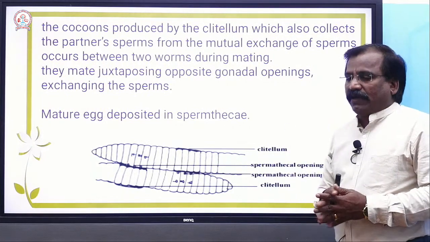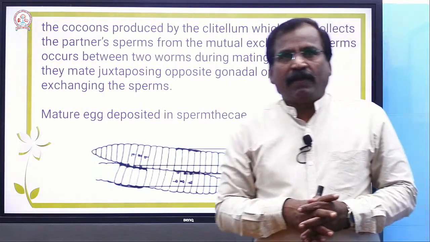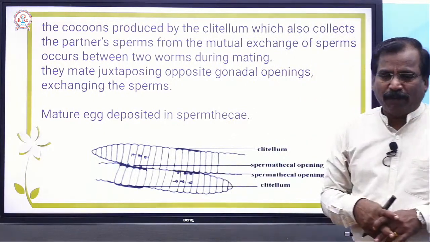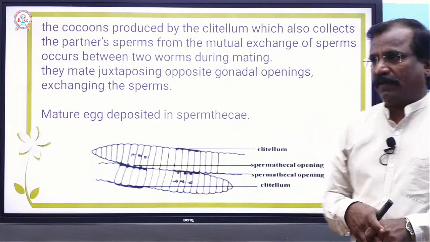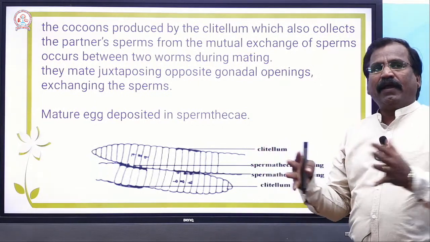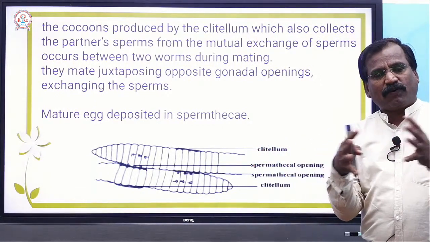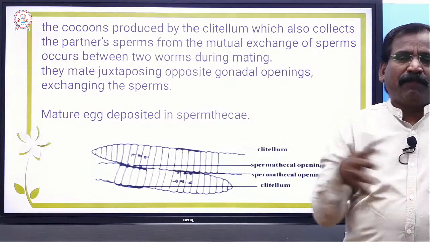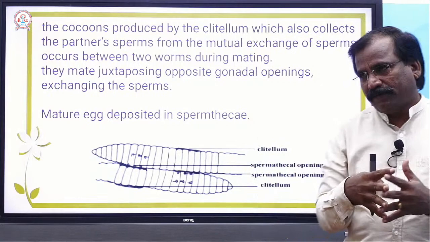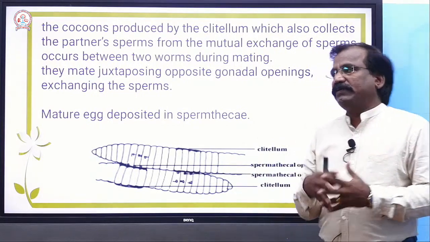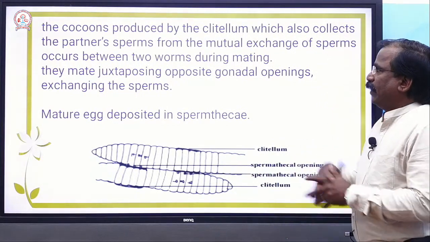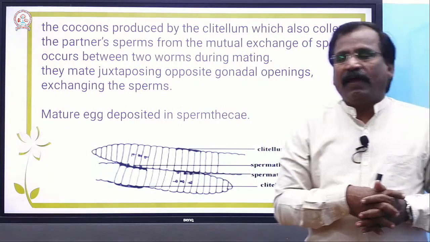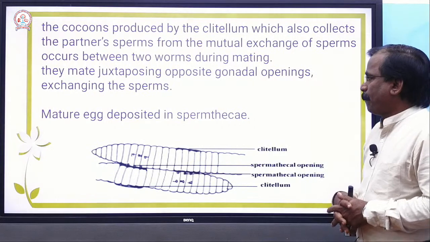Okay, then next is the process of reproduction. How the reproduction takes place. What are the parts or components involved in the reproduction? The testis, ovary and spermathecae are mainly involved. So next is the reproduction, how it takes place.